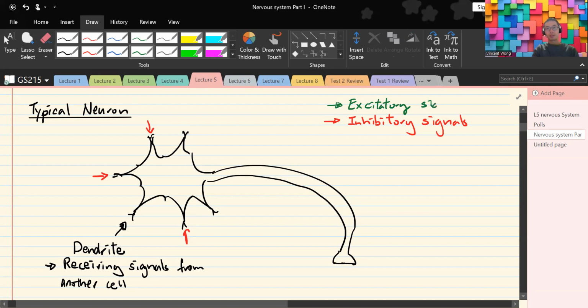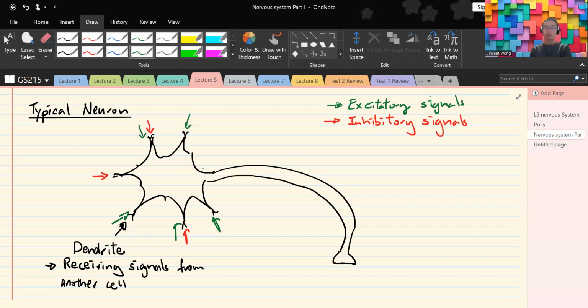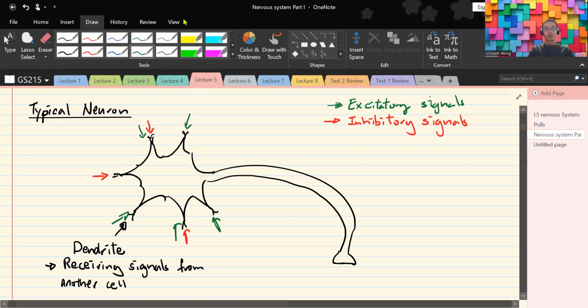Excitatory signals. At any given time, a neuron can be receiving a mix of these signals. At the end, the neuron would add up all these signals. It's called signal summation. And whichever one is stronger, that's going to be the end result. So if there are more excitatory signals than inhibitory, then the neuron will transmit the signal. On the other hand, if there are more inhibitory signals than excitatory, then the neuron will suppress the transmission.